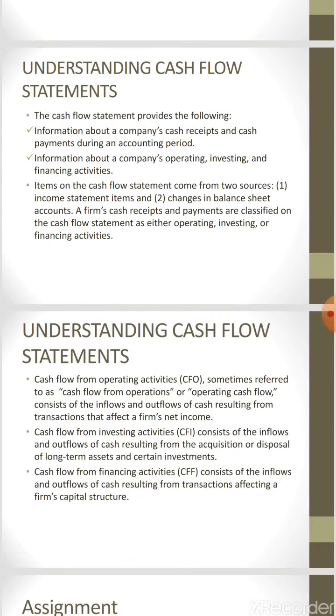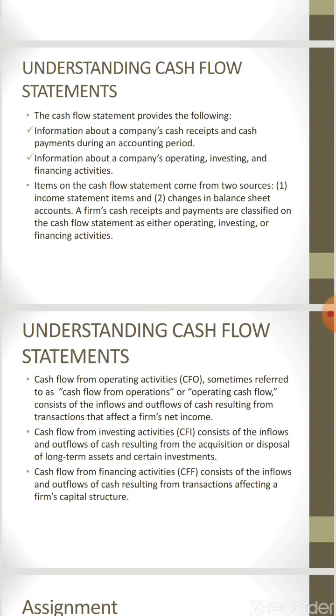So it is divided into 3 sub categories. We have the operating activities. Cash flow from operating activities consists of the inflows and outflows of cash resulting from transactions that affect a firm's net income. Under operating activities, the inflows include cash collected from our customers. The outflows include cash paid to our employees and our suppliers, and also cash paid for other expenses.